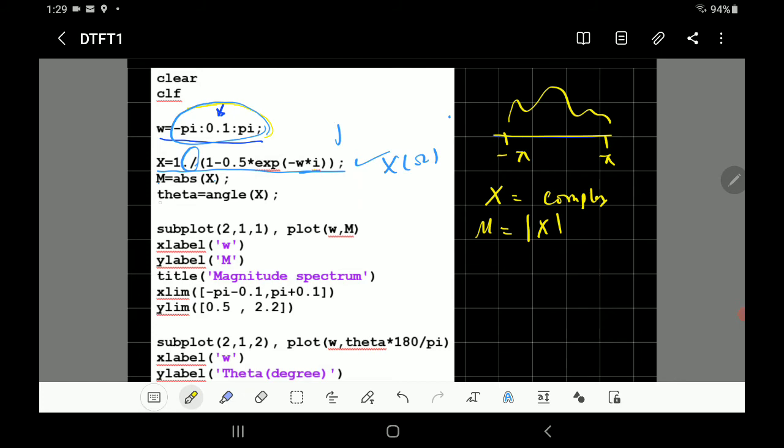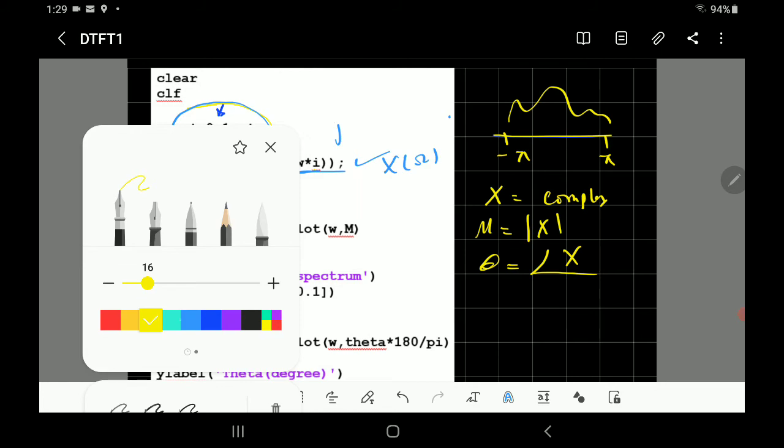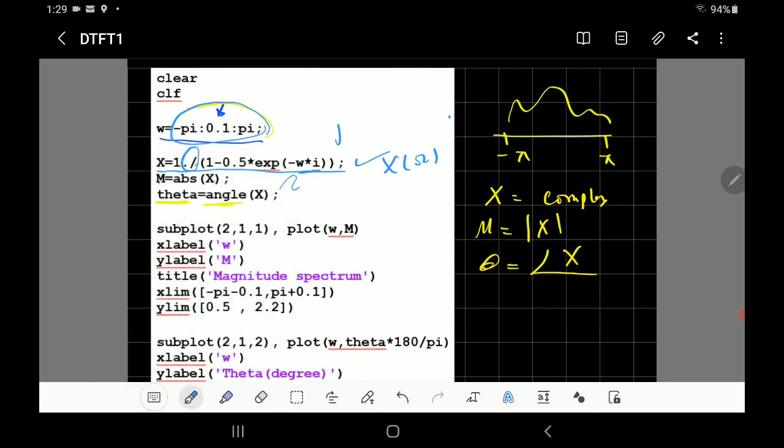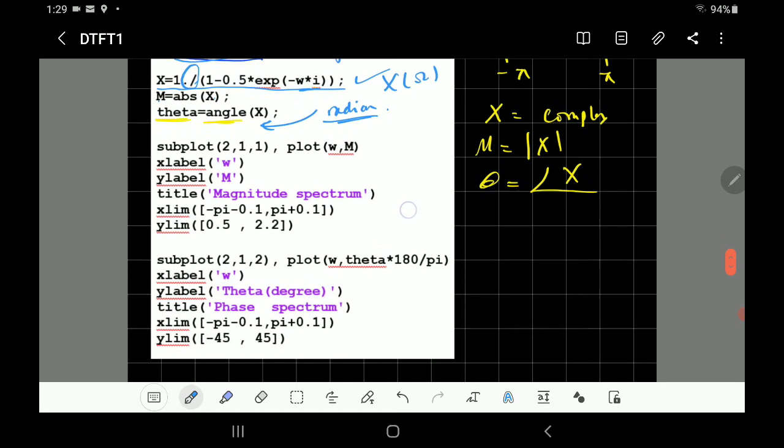If you want to find the angle, call it theta, so theta is equal to the angle of x. Just use the word angle, and Matlab understands that to give you the angle. But remember, when you use it in Matlab, this angle is going to be in radians. It doesn't give degrees. All right, now let's continue.